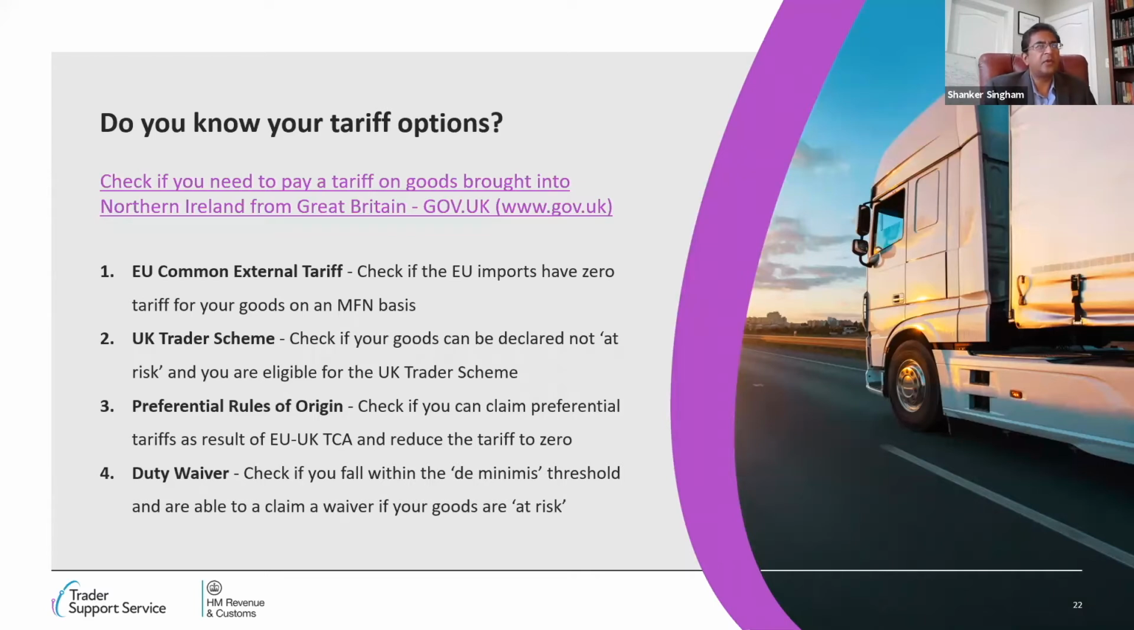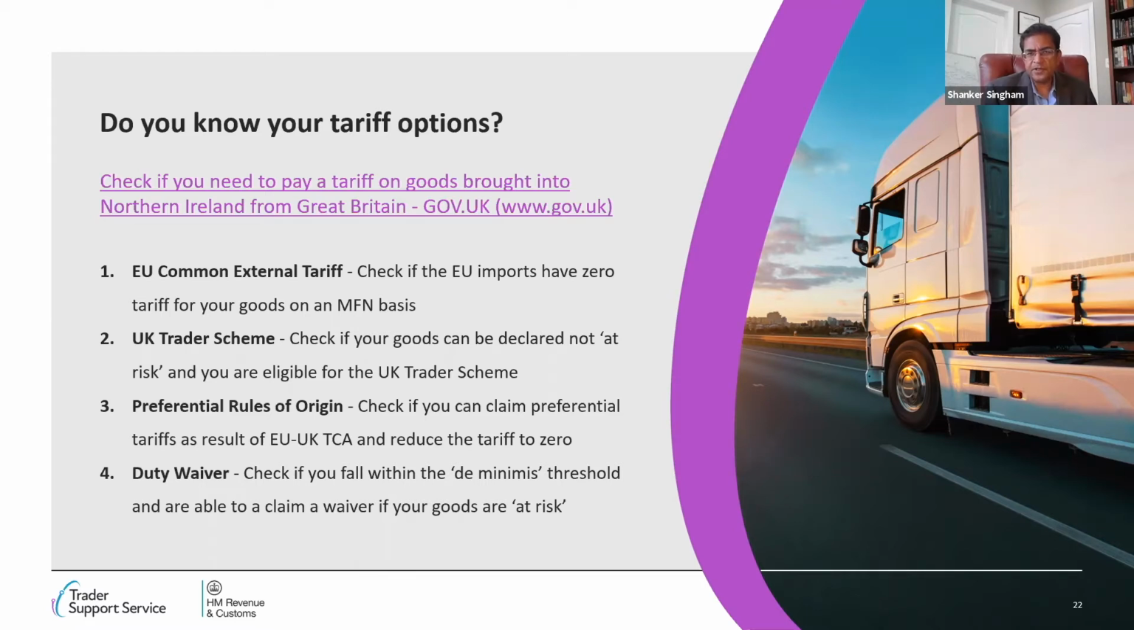So if you've got a straight choice between the UK trader scheme or looking at the trade agreement, the EU-UK TCA, to determine whether you can claim a preferential tariff rate, you are much better off under the UK trader scheme, because remember, the not at risk movement is a movement between GB and NI that remains in NI. That is a movement within the same customs territory, and therefore there's never a tariff, there's never an application of the trade agreement. It is the simplest, most straightforward way of not paying a tariff.